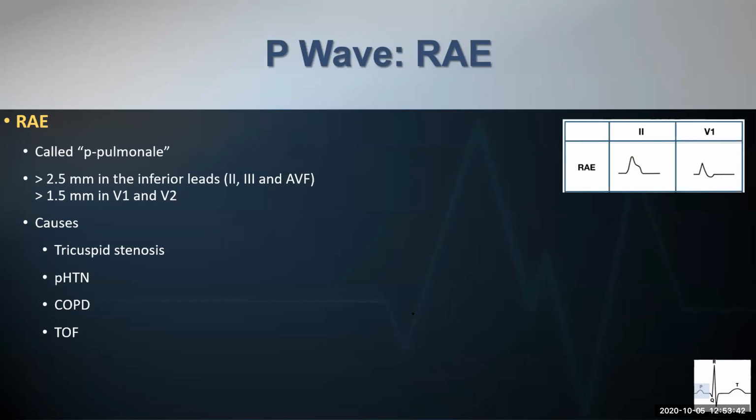That's called P pulmonale, which makes sense because the pulmonic valve on that right region kind of fits. We can see that the duration is going to be greater than 2.5 in the inferior leads and 1.5 in V1 and V2 respectively. While left atrial enlargement was more suggestive of mitral stenosis, right atrial enlargement is more suggestive of tricuspid stenosis. You can still see that with patients that have disease, but maybe if it was an IV drug user who had tricuspid valve involvement, that could lead to damage with stenosis and regurgitation. You can see it with pulmonary hypertension, COPD, and even tetralogy of Fallot.